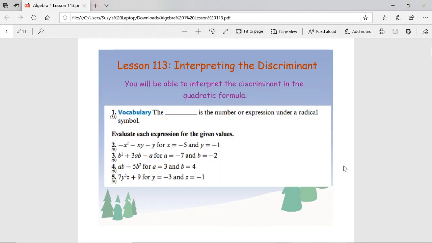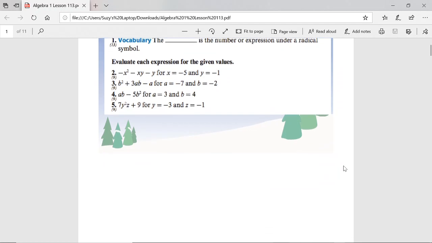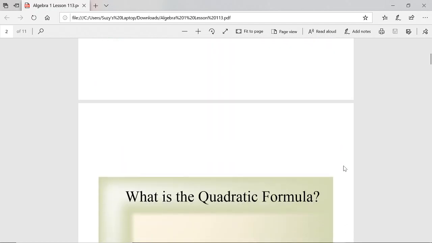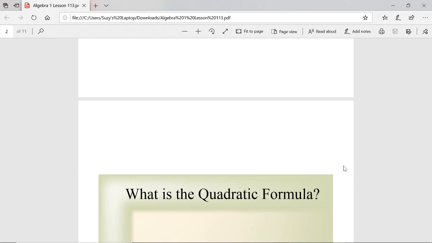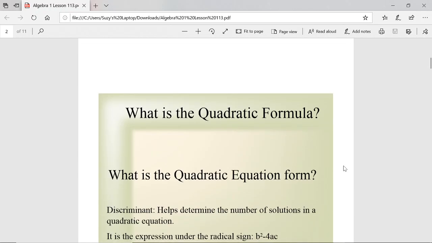Algebra 1, Lesson 113. We are looking at the discriminant, which is part of the quadratic formula that we looked at just a couple lessons ago in order to decide how many different solutions a quadratic has. This tells us how many roots. It doesn't actually tell us which are the roots. We could go a little bit further with the quadratic formula to do that, but it just tells us how many we have, which is important to know.